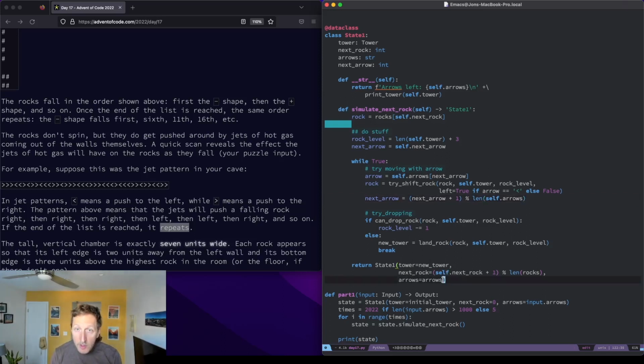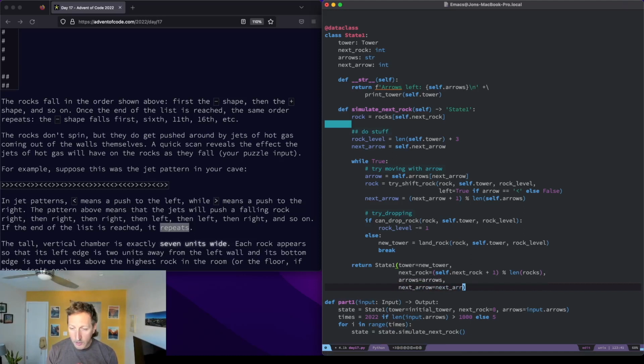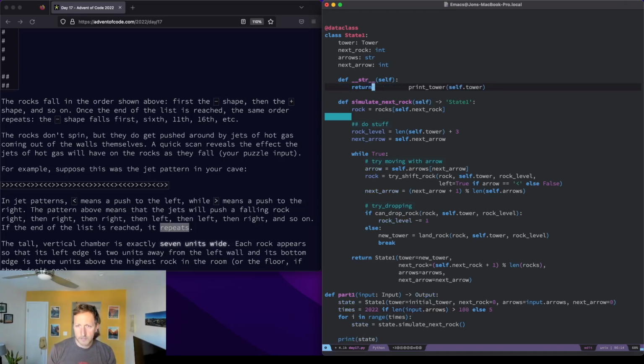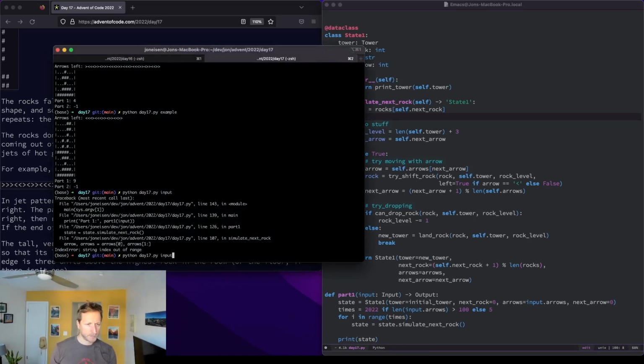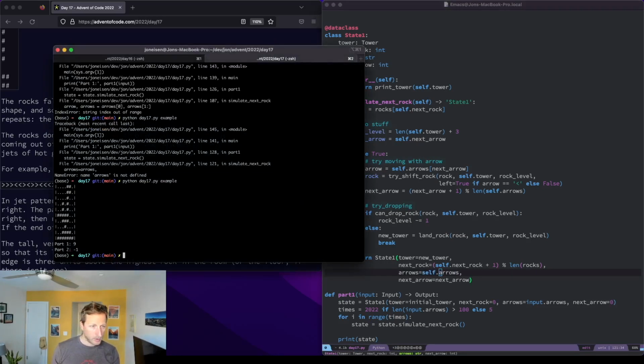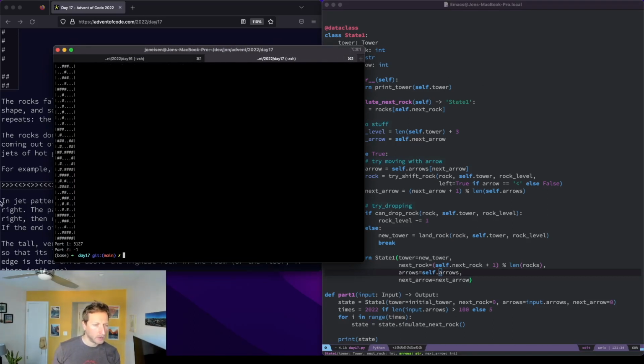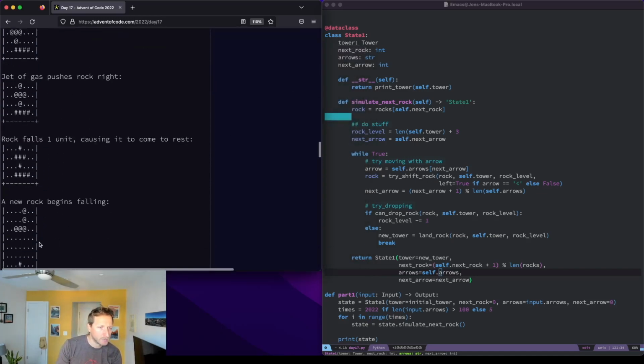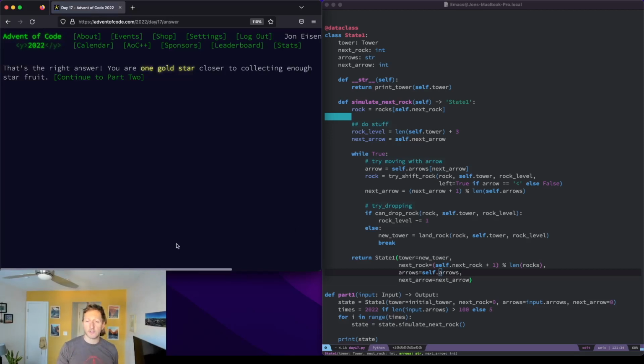Okay. And then next arrow equals next arrow. Okay. Next arrow equals 0. We only really care about the tower. Is that everything? Yeah, should be everything, right? Okay, still working for the example. It says 3127. That's the right answer.